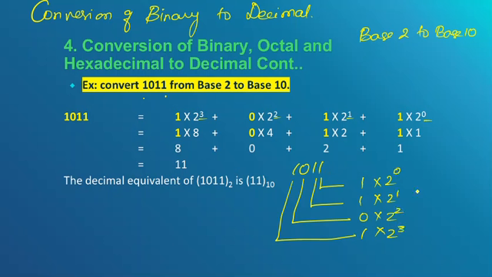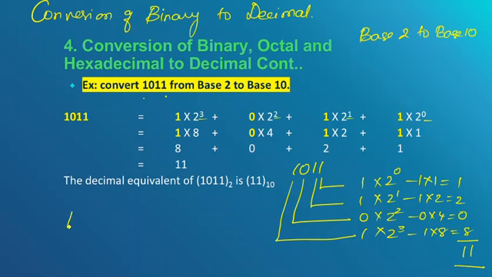So what will be the answer? 1 into 1, which is equal to 1. This is 0 into 2, which is 0. And this is 0 into 4, it will be 0. And this will be 1 into 8, which will be 8. So the answer is 9. Okay, so 1001 of base 2, the answer is 9 to the base of 10.